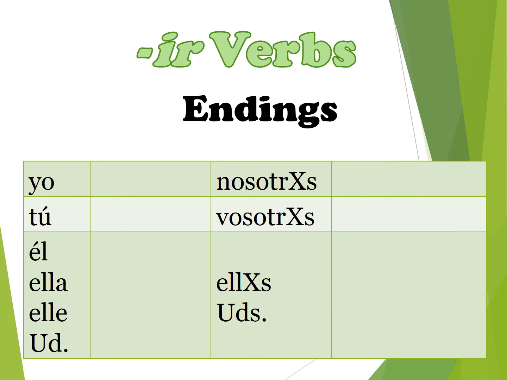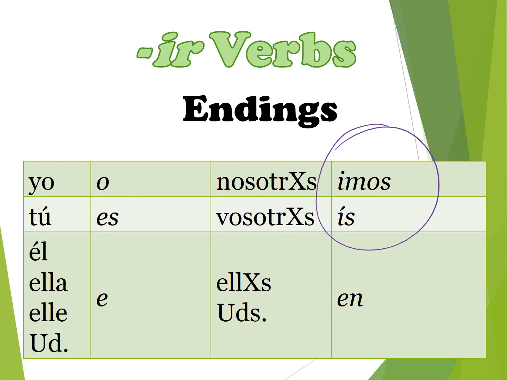Then we have IR verbs. IR verbs are very, very similar to ER verbs. The only difference is the nosotres and vosotres forms. So, O, es, e, just like our ER verbs, but imos and ís. And then the ellos, ellas, and ustedes forms are en. So you do need to remember that the nosotres and vosotres forms are different for IR verbs. Otherwise, ER and IR verbs in the present tense are the same.